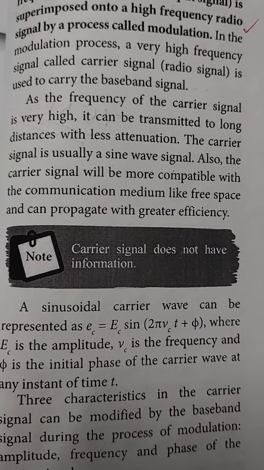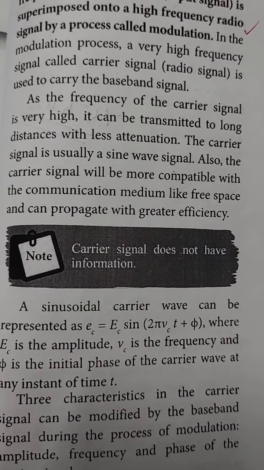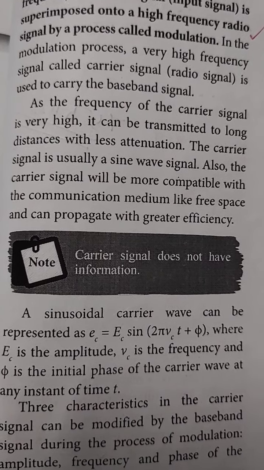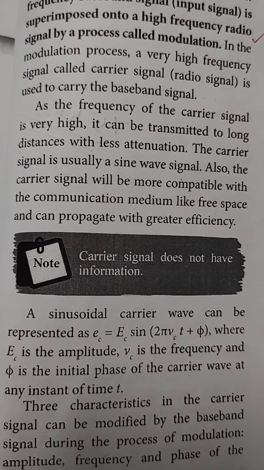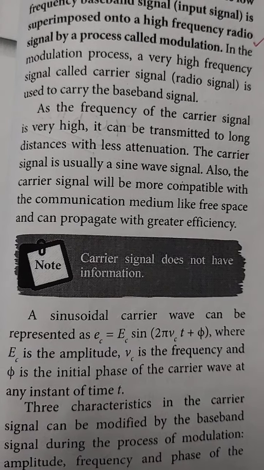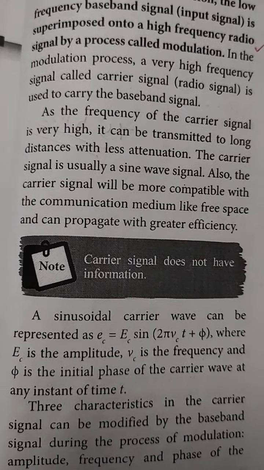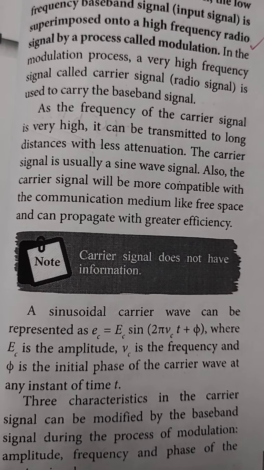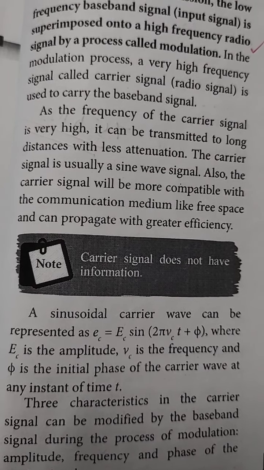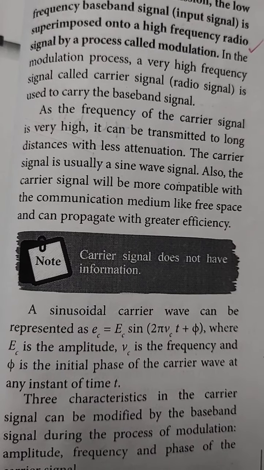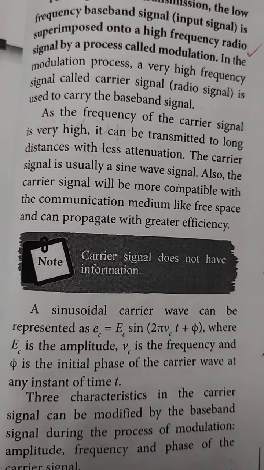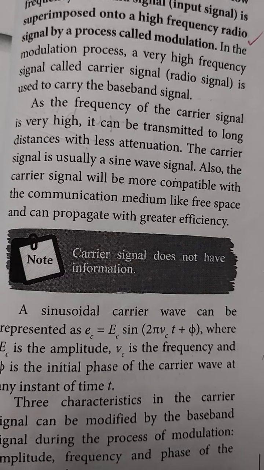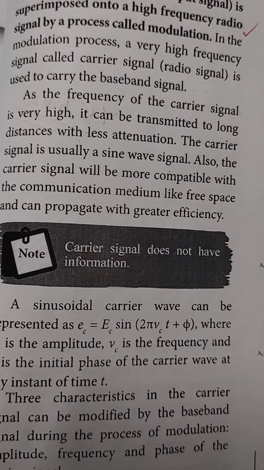The frequency of the carrier signal is very high, so it can be transmitted to a long distance with less attenuation. Attenuation is nothing but a loss of energy. The carrier signal is usually a sine wave signal, and the carrier signal will also be more compatible with the communications medium like free space and can be propagated with greater efficiency.